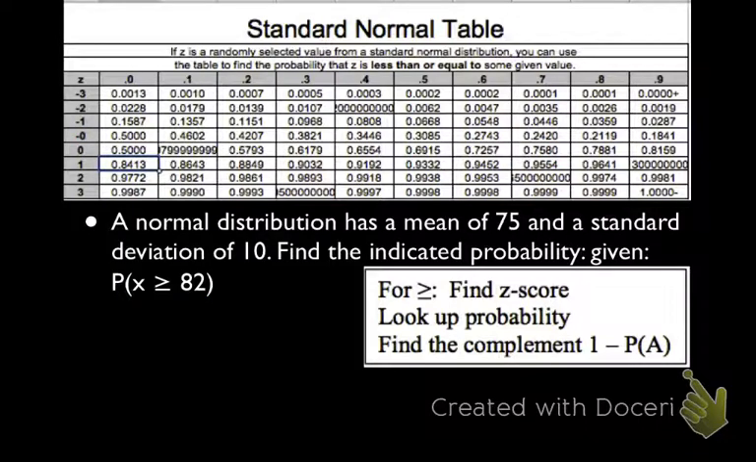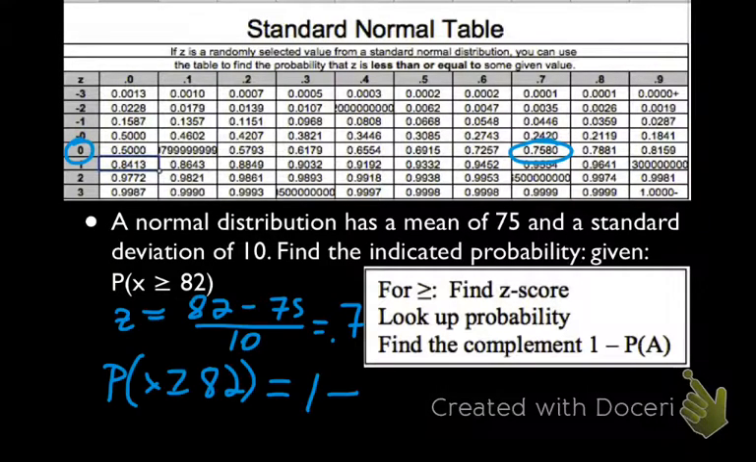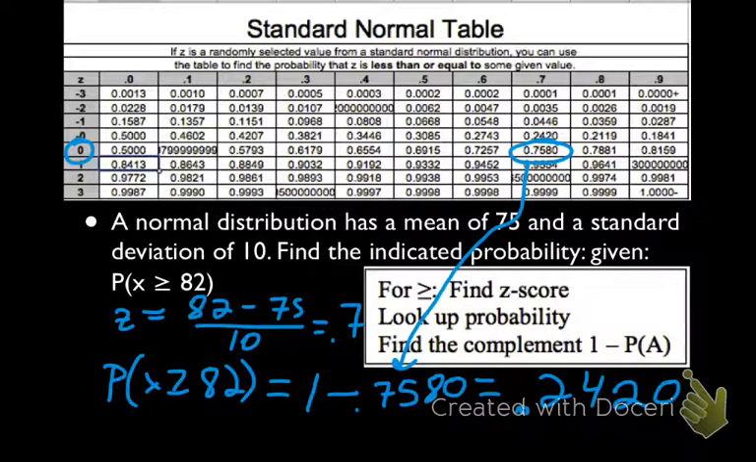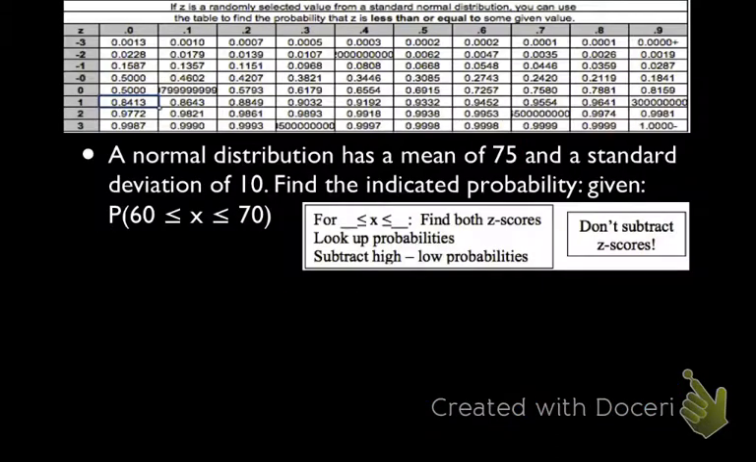So the probability that x is greater than or equal to 82 is going to be 1 minus 0.7580. What do I get for that probability? 0.2... Are we sure? No. 0.242. We've got to find each z-score.